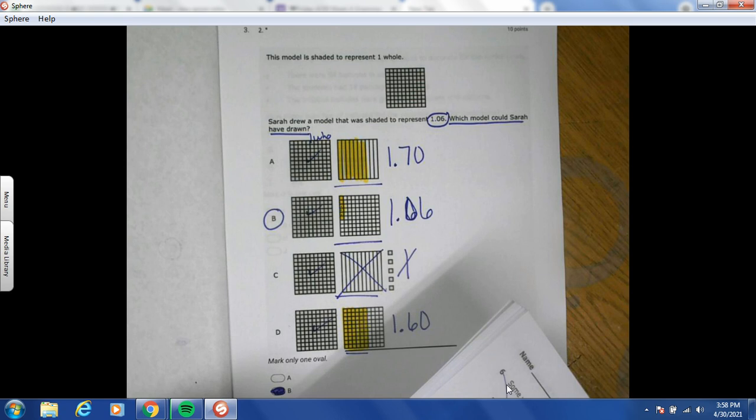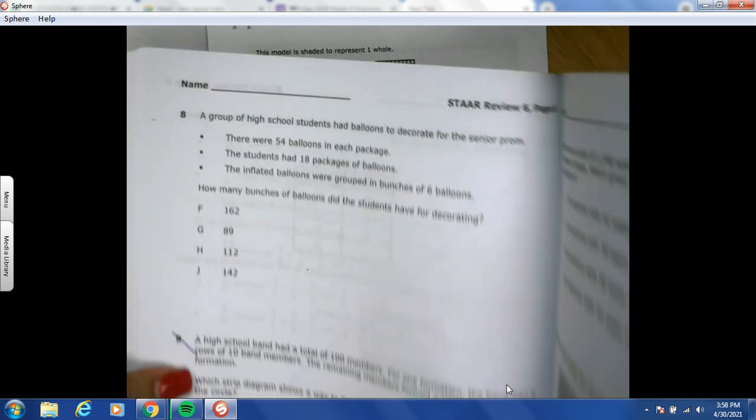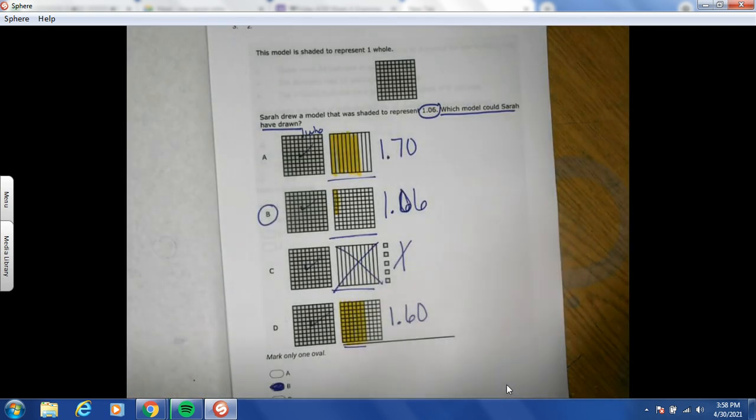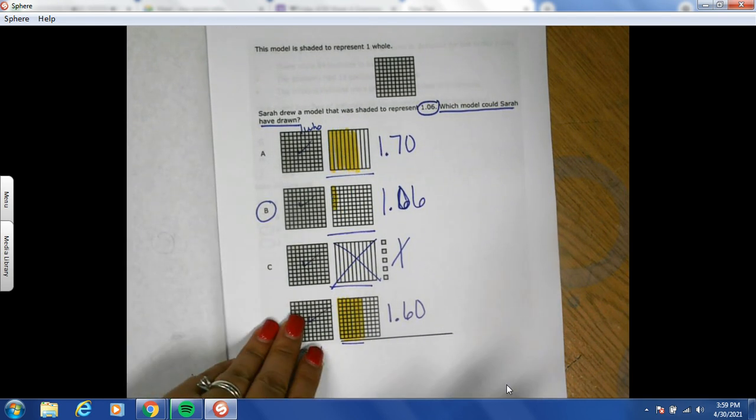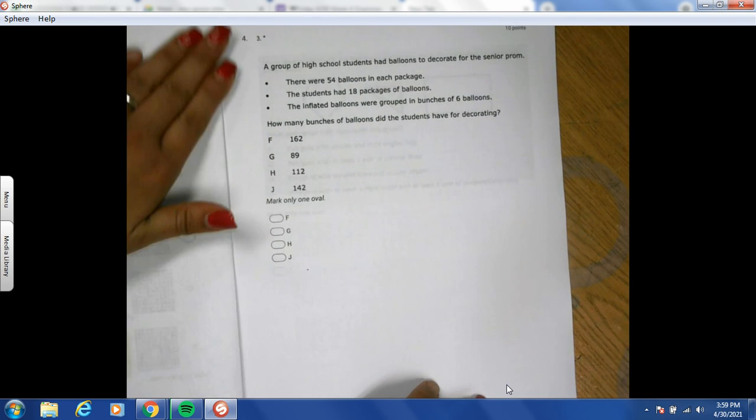And it's going to be on page 108 so that you can work it out with me. All right, go to your packet, page 108. All right, look at your packet.